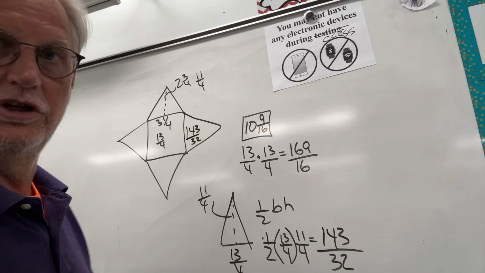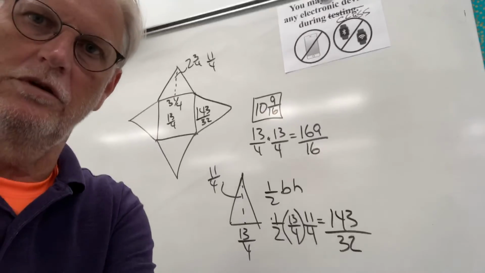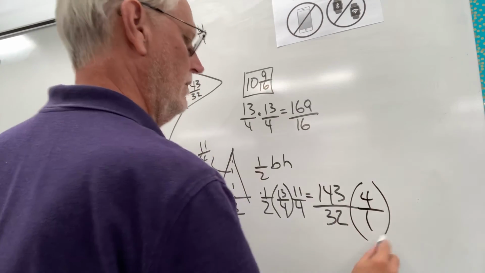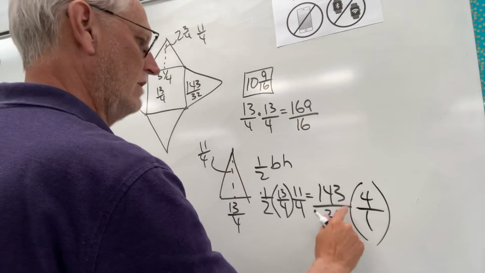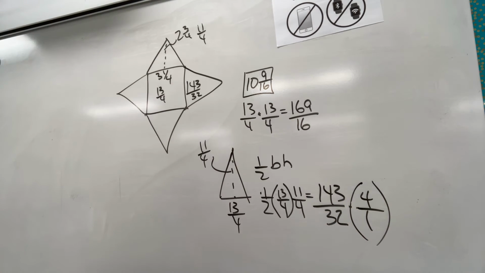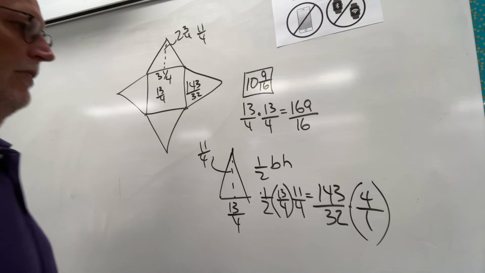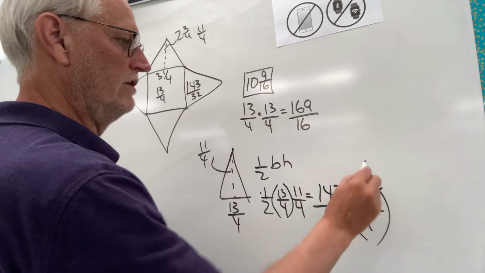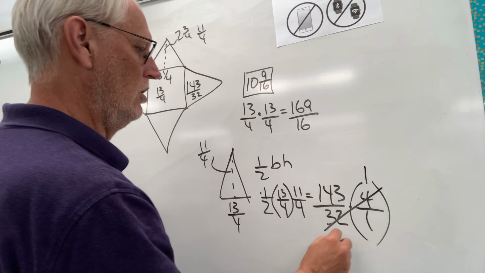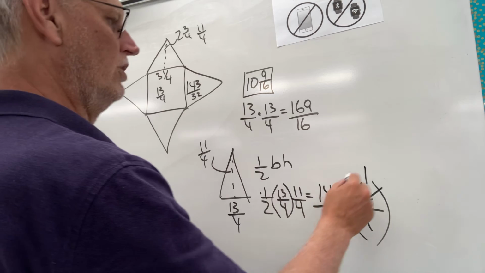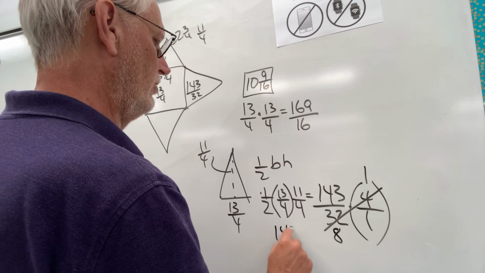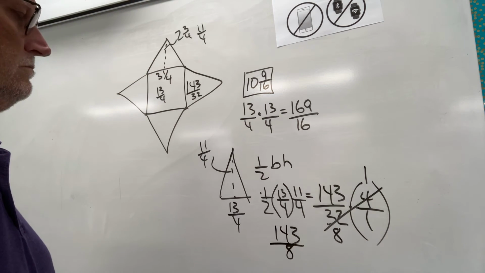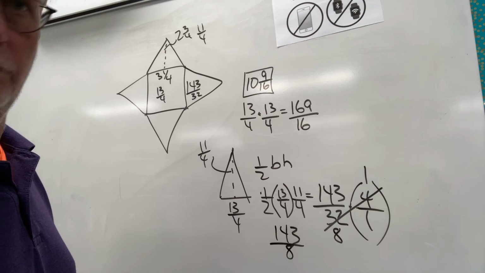Now, I'm going to just tilt the camera just a little bit so we can see this. Now, I'm going to multiply this by 4 over 1, right? Now, you remember we just talked about cross-factoring is our friend, and it's never more true than right here. So I'm going to go right here with the 4 and the 32. 4 goes into 4 1 time. 4 goes into 32 8 times. So 143 times 1 is 143. And 8 times 1 is 8. So now it's just a basic division problem.